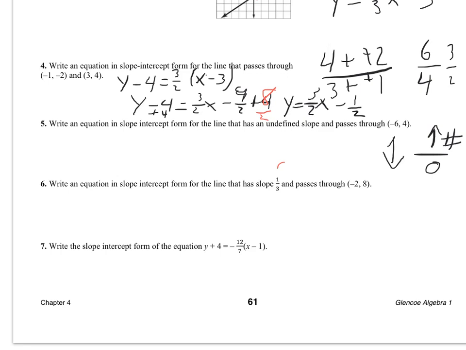Now, vertical lines, you just have to worry about the x value. So x is equal to -6. There's my answer. Not too bad on that one.